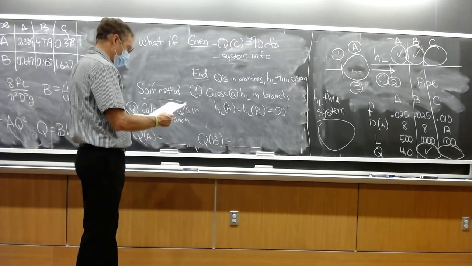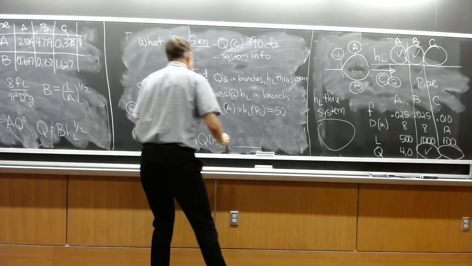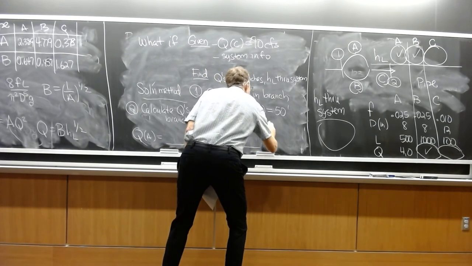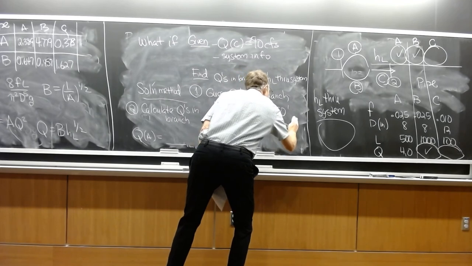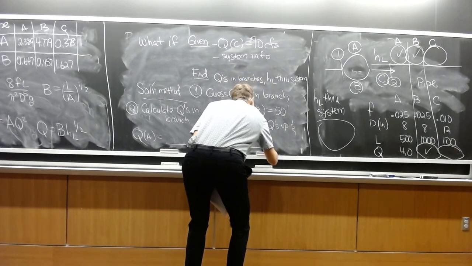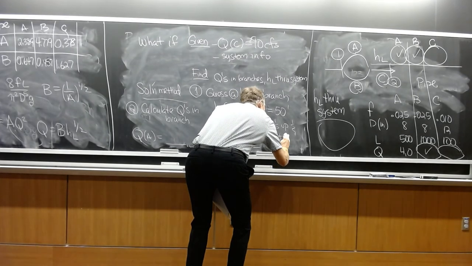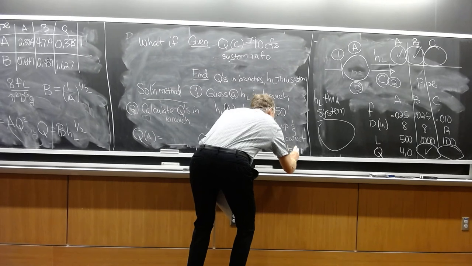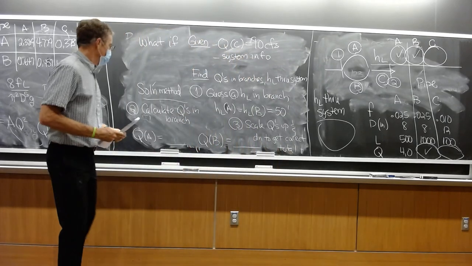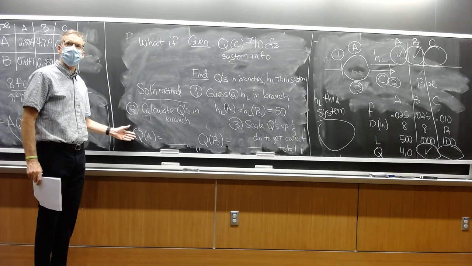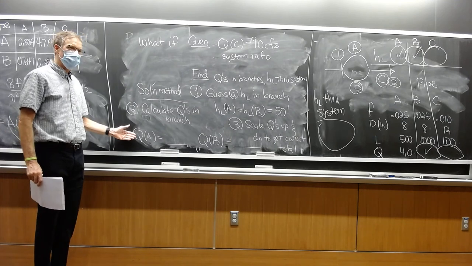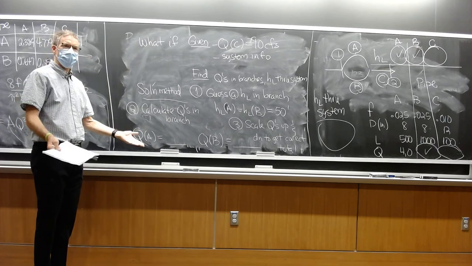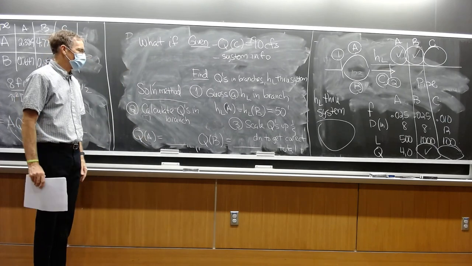So in step three, what we're going to do is calculate what the total flow is, and then chances are it's not going to be the correct total. We can scale up or down the flows to get the correct total.